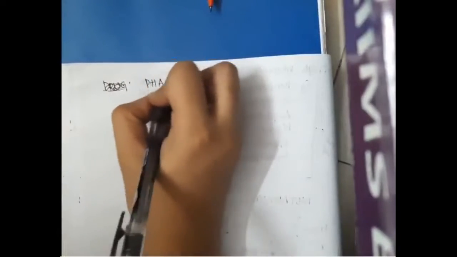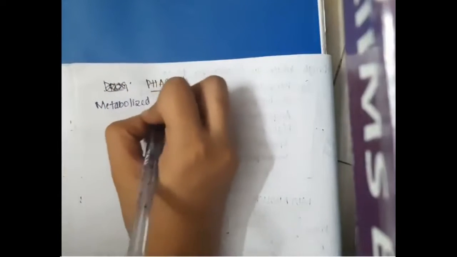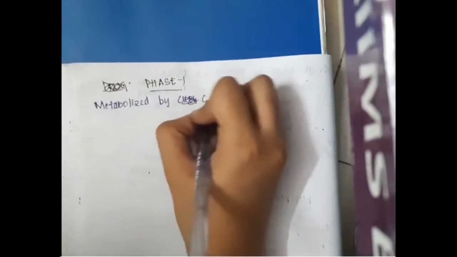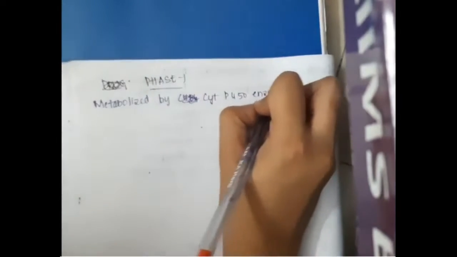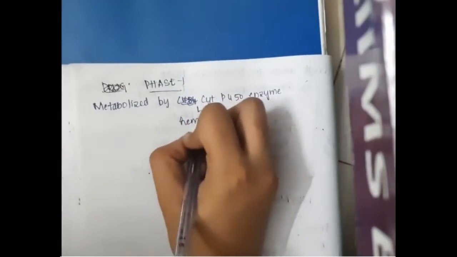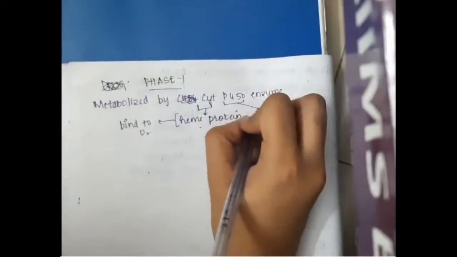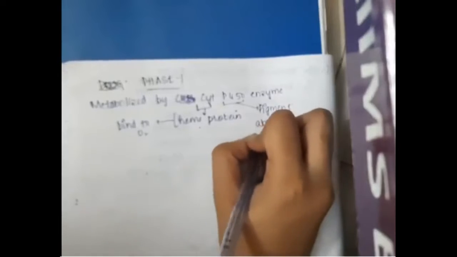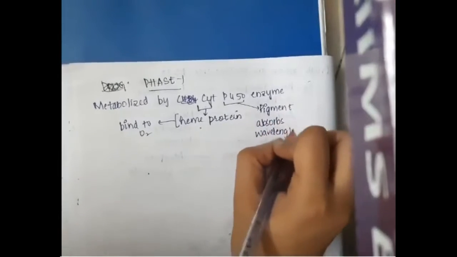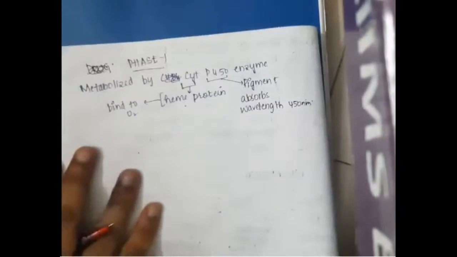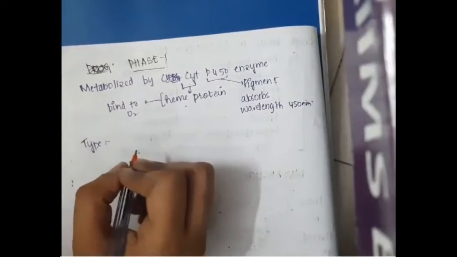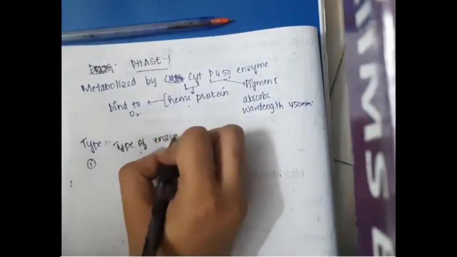Now, if you see the phase 1 reaction, we will see the enzymes which are important in phase 1 reaction. Phase 1 reaction is metabolized by CYP450 enzymes. CYP is cytochrome P450, which is a heme protein, and P450 is the pigment which absorbs at a wavelength of 450 nanometers. So, first we will see the types of enzyme and the drug metabolized through that enzyme.